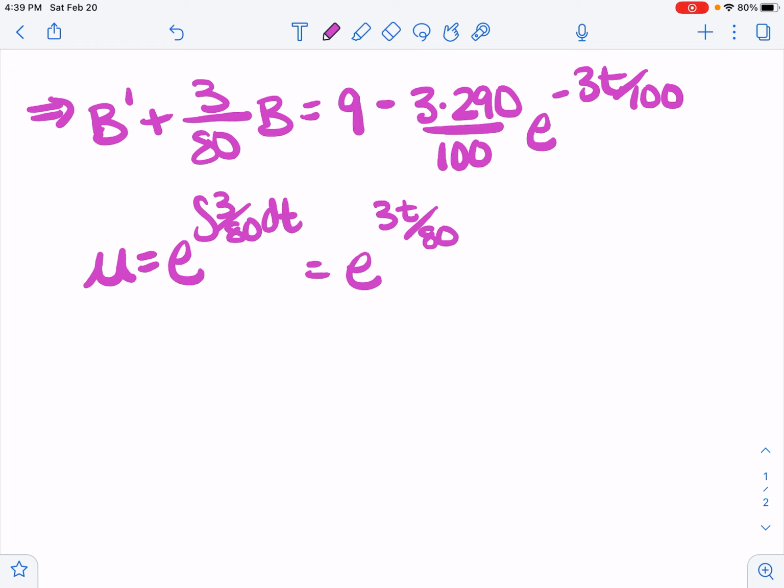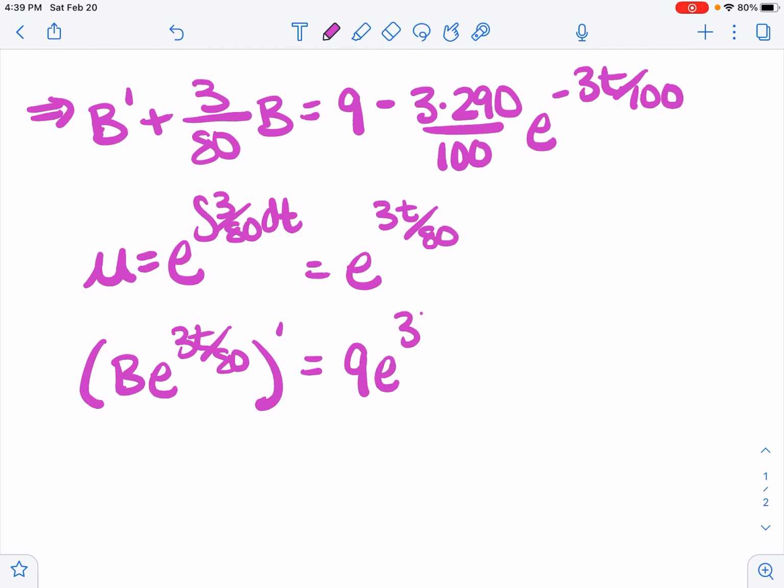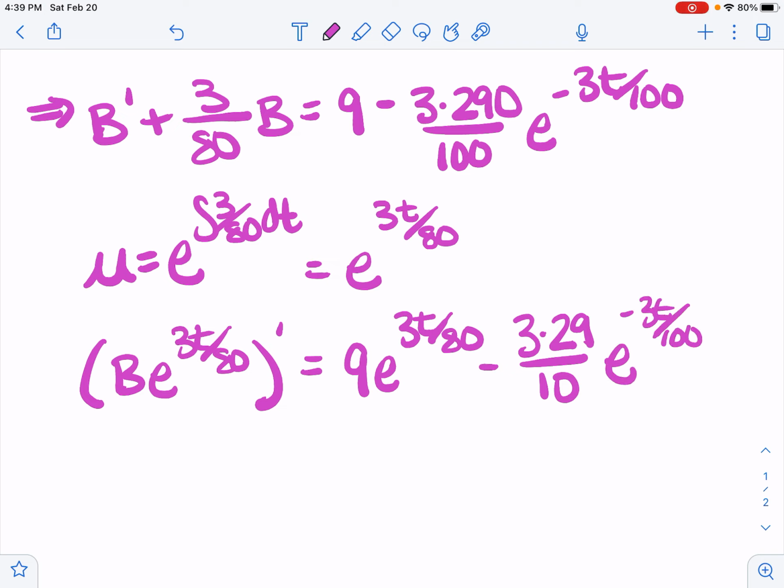We multiply everything through by that, and on the left-hand side we have b times e to the 3t over 80, quantity prime. And on the right-hand side, we're going to have 9 e to the 3t over 80 minus 3 times 29 over 10, cancel the 0 there, times e to the minus 3t over 100 plus 3t over 80. Multiplying those exponentials together is going to work like that.